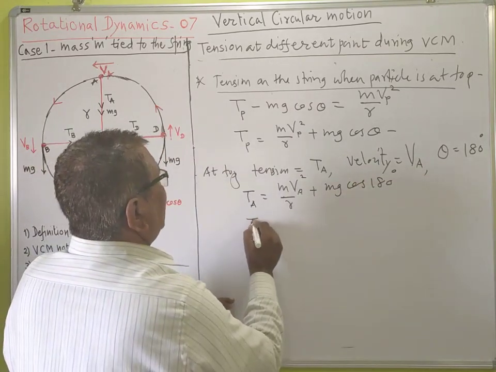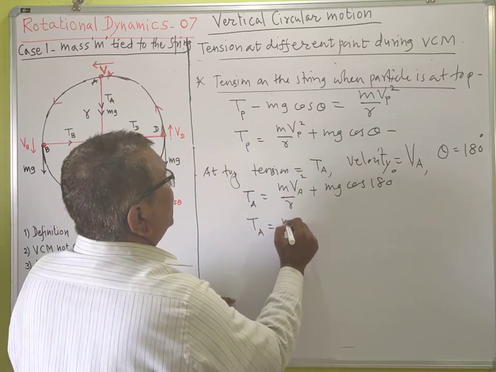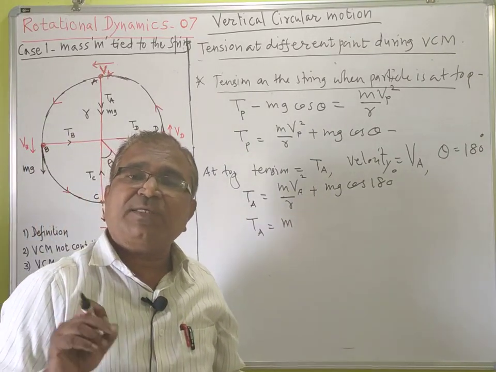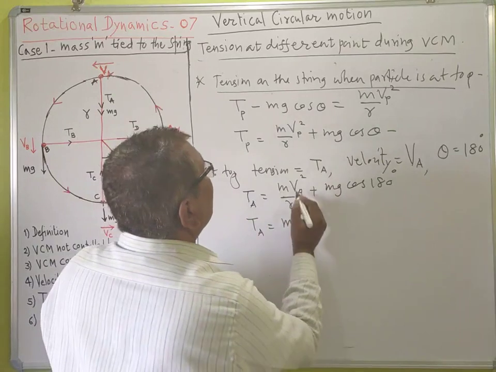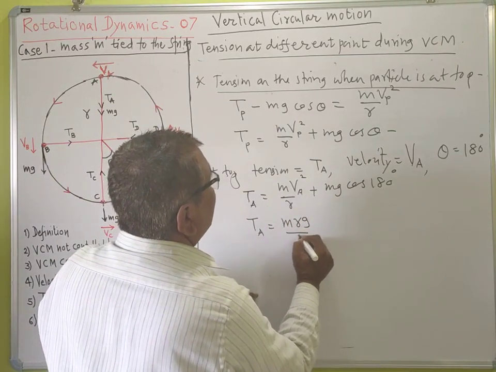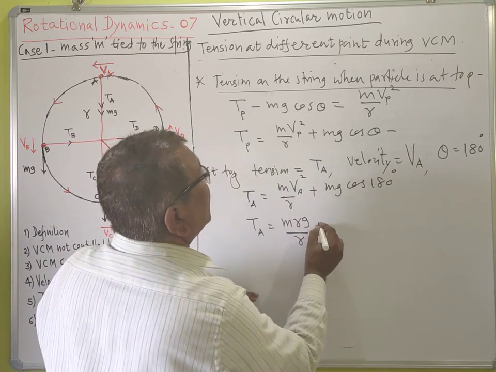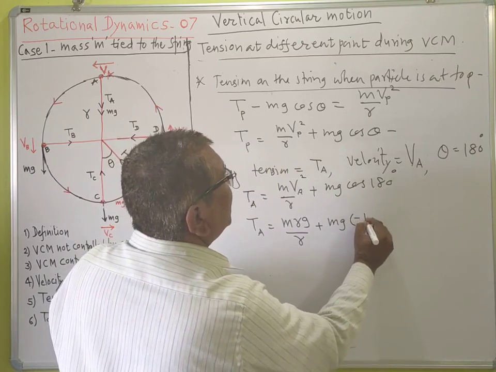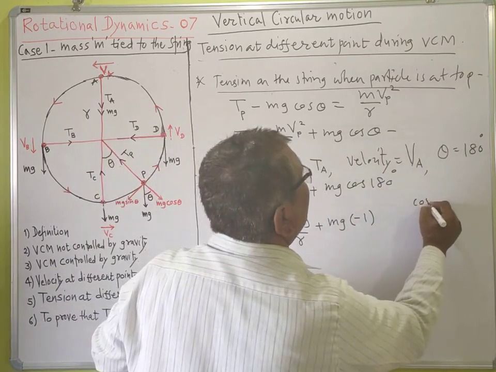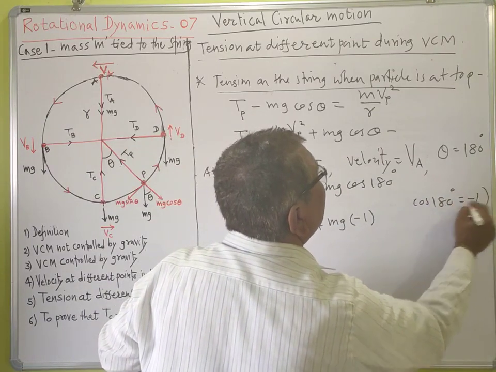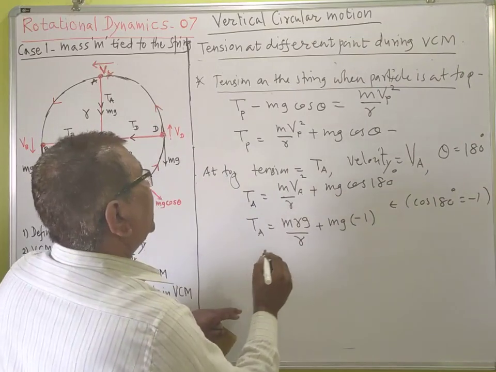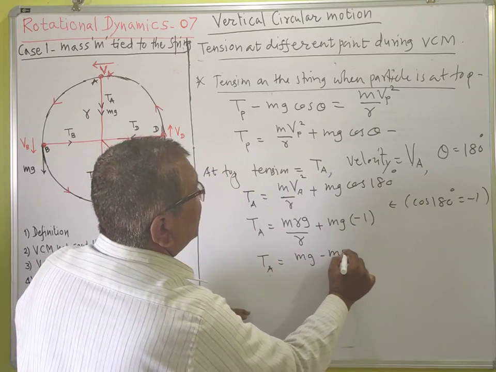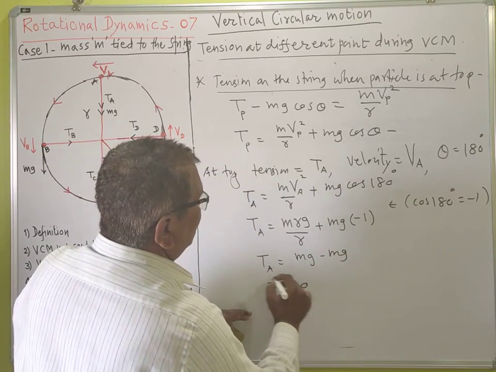Okay, then Ta equal to m. What is the velocity at top? That we have already calculated. Velocity at top is root of rg. So we can write Va square is equal to rg, this r remains as it is, plus mg. And what is cos of 180 degree? Cos of 180 degree is equal to minus 1. So put that value here. So Ta is equal to mg minus mg. So tension acting at top is equal to 0.